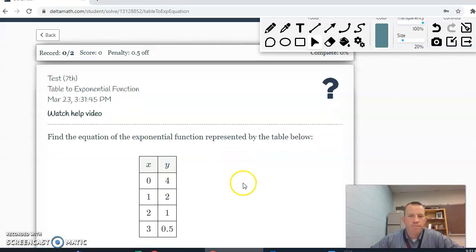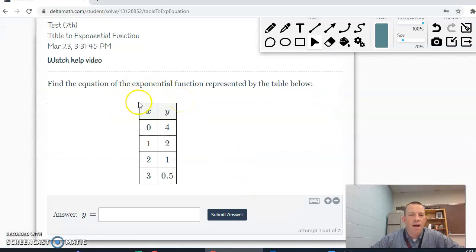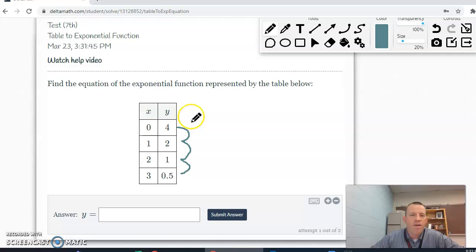Let's use this table to determine the function. Okay, so it is an exponential function. We know that by looking here at our outputs. We're going from 4 to 2, and 2 to 1, and 1 to a half. Basically, what we're doing is multiplying by 1/2 every time. 4 times a half is 2, 2 times a half is 1, and 1 times a half is 0.5.